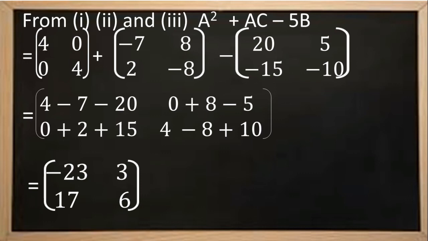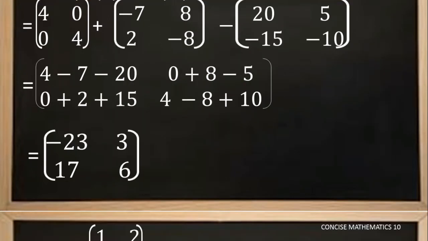So the solution for the equation a square plus ac minus 5b is equal to minus 23, 3, 17 and 6. So if you solve all these steps properly, you will be awarded with either 3 or 4 marks in the examination. Matrices, simple chapter, easy with calculation, but the rules and the steps are to be followed accordingly. Let us move on to the next question.